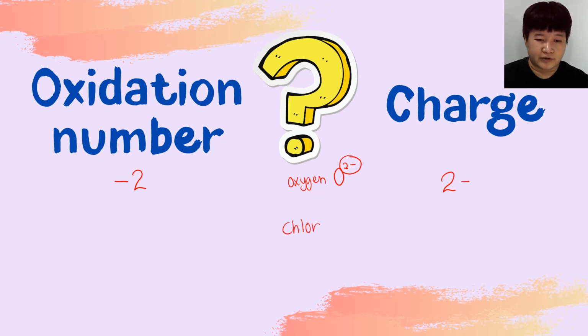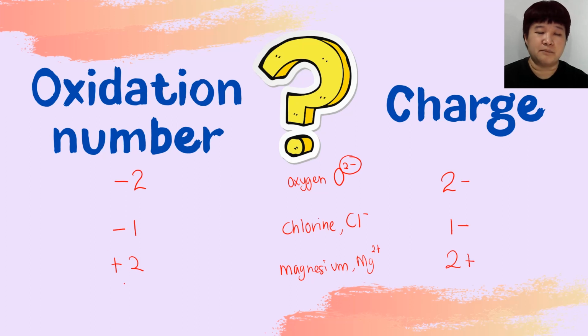For example, chlorine. We know that chlorine is Cl minus, so the charge is actually 1 minus, and the oxidation number will be -1. How about magnesium? We all know that the magnesium ion is Mg2+. So the charge will be 2+, while the oxidation number will be +2. So always remember, for oxidation number, the symbol always comes first before the number. For the charge, the number comes first before the symbol.